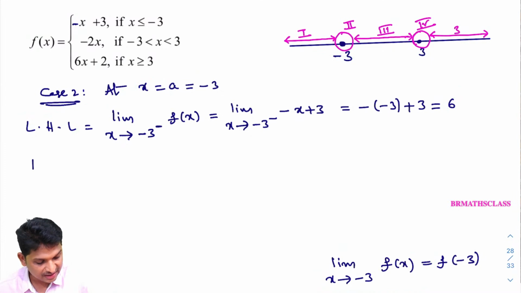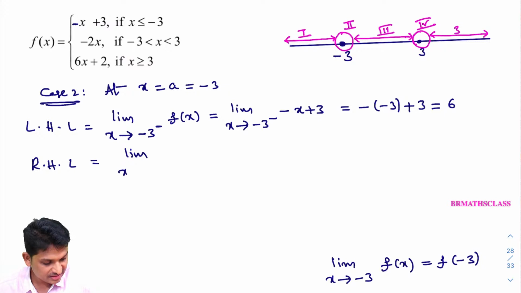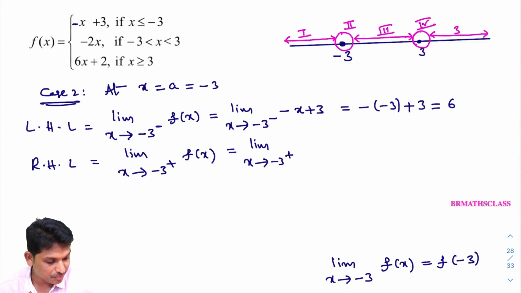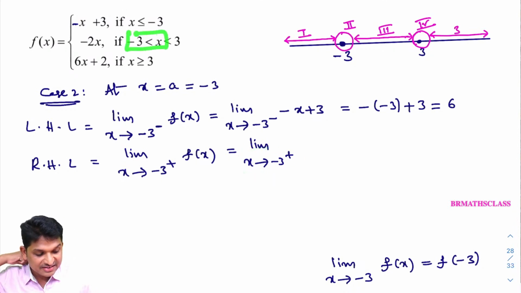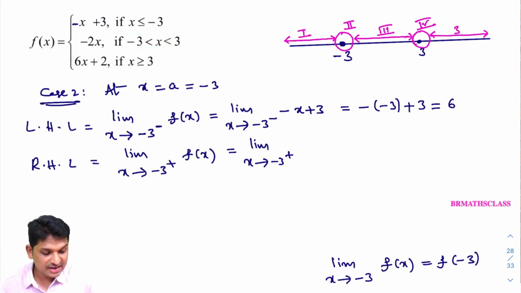Okay, I'll calculate the right hand limit. Limit x approaches to minus 3 from right, f of x. Here x approaches to minus 3 from right means all x values are greater than minus 3. Here you observe minus 3 less than x is given. Minus 3 less than x means x is greater than minus 3 only. You all know this.